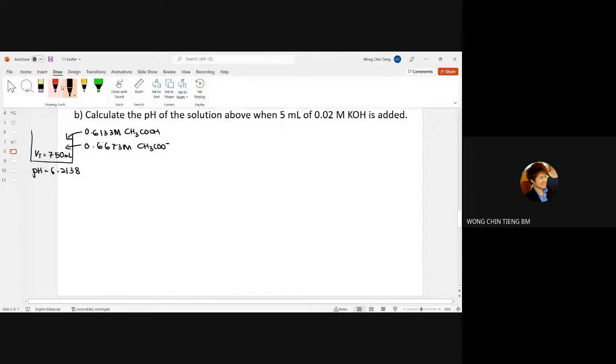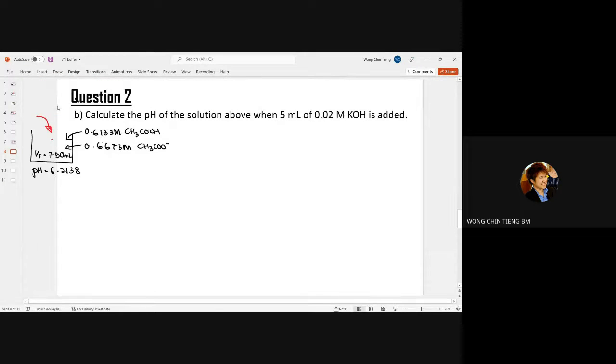So what happened, guys? Into the same beaker, I add in my strong base. We add 5 milliliter of 0.02 molar of KOH. What makes this question different from the rest? Can you see the change of the volume? And when there is a change in volume, what happens to the concentration? Will it remain? No, the concentration will not remain.